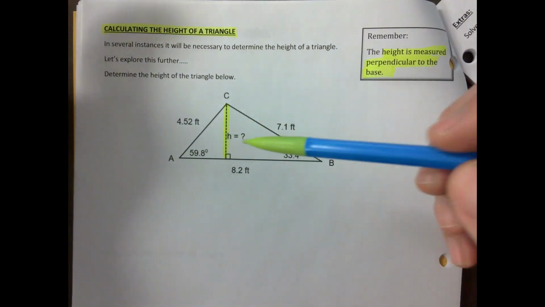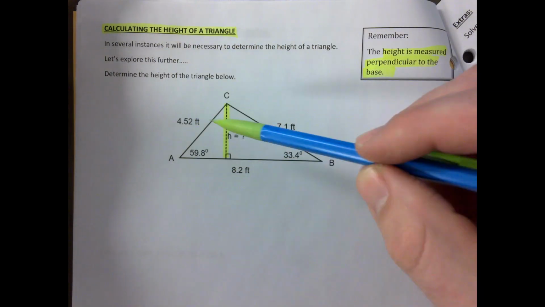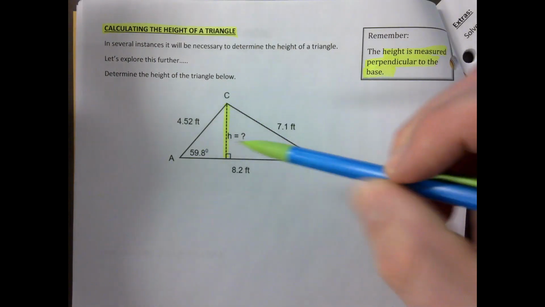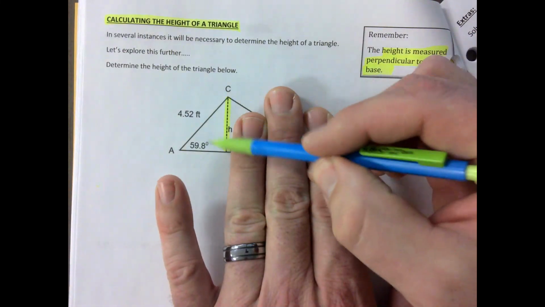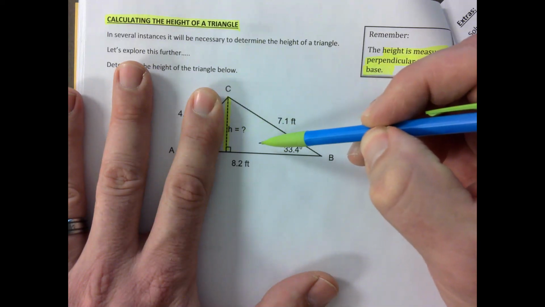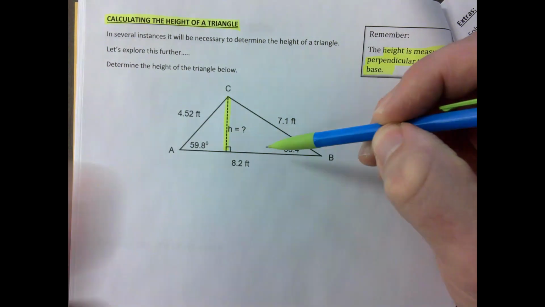Always remember, now that we insert the height, we've got a bunch of triangles happening. I don't know if you see it. You've got the big one here, ABC, and then you've got that right triangle right there, and another right triangle right there. What you need to remember is don't mix up triangles. What do I mean by that?